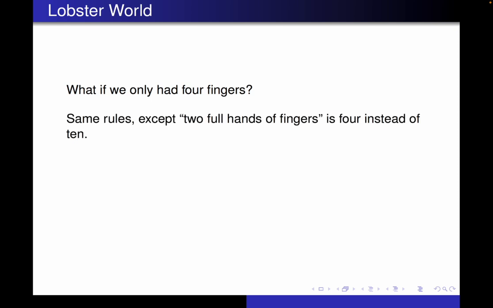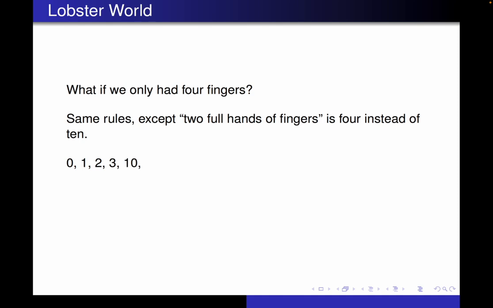So we have the same rules here, except we have a different meaning of what it means to have 2 full hands of fingers. When we have 2 full hands of fingers, we have 4 fingers, not 10. So if we want to count as lobsters, we count 0, 1, 2, 3. Now, once we get past 3, we're going to have 2 full hands of fingers, which means that 3 is going to cycle around to a 0, and then we put a 1 to the left to give that 1, 0.